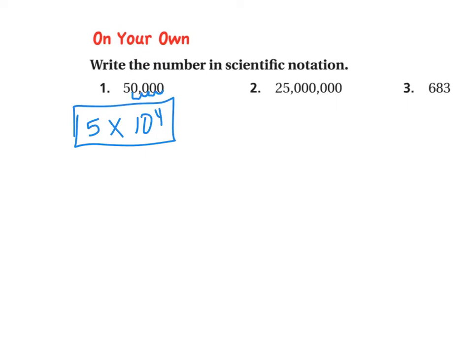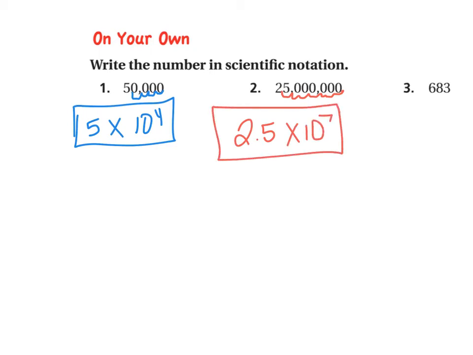All right, let's look at number 2. We're going to move it 1, 2, 3, 4, 5, 6, 7 times. So 2.5 times 10 to the 7th power. And 683, 1, 2. So we get 6.83. You still have to write all 3 numbers there. Times 10 to the 2nd power.